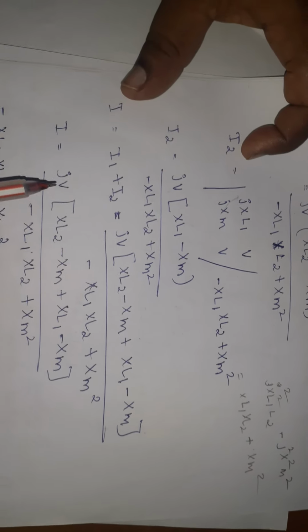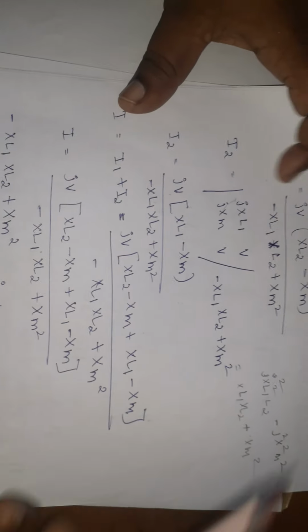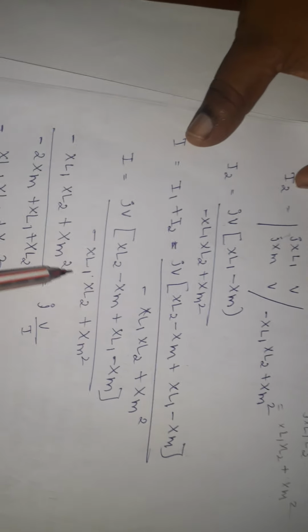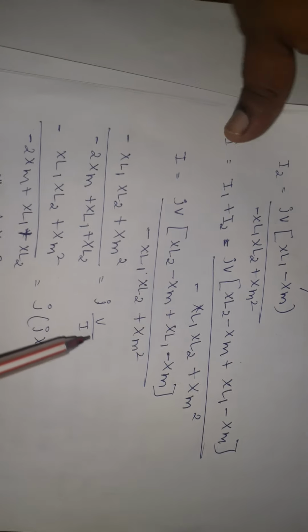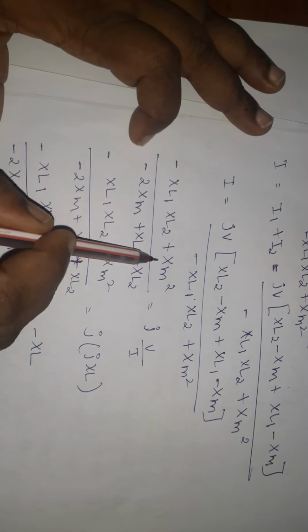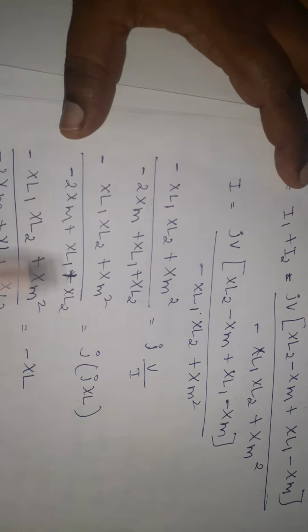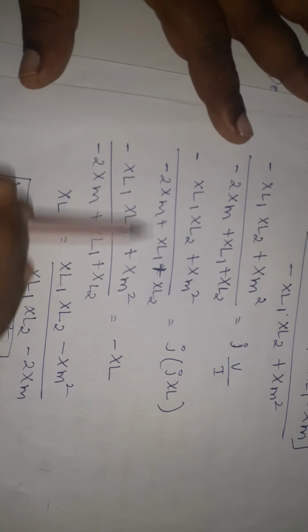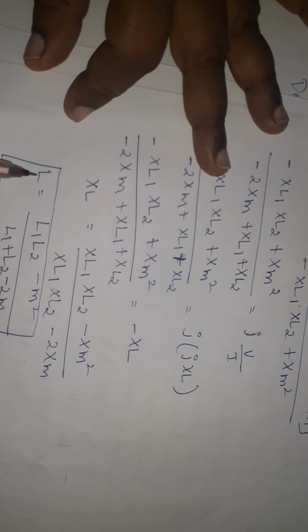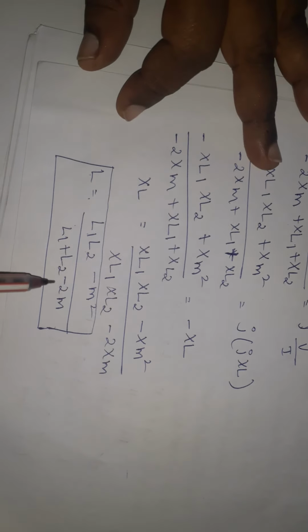Next you find I. What is the formula for I? I is the total current, so I is equal to I1 plus I2. You add these two equations, I1 and I2, and finally you get this equation: (XL1 XL2 minus XM squared) divided by (XL1 plus XL2 minus 2XM) is equal to V by jI. V by I is equal to jXL. So finally you get L is equal to (L1 L2 minus M squared) divided by (L1 plus L2 minus 2M). This is the parallel aiding equation.